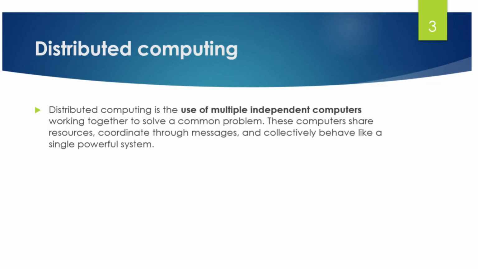So, first, what is distributed computing? Distributed computing means using many independent computers to work together on one big problem. Think of it like a team project. Instead of one person doing all the work, each person takes a smaller part and finishes faster. In the same way, computers share the load. Computers communicate with each other and act like one powerful system.